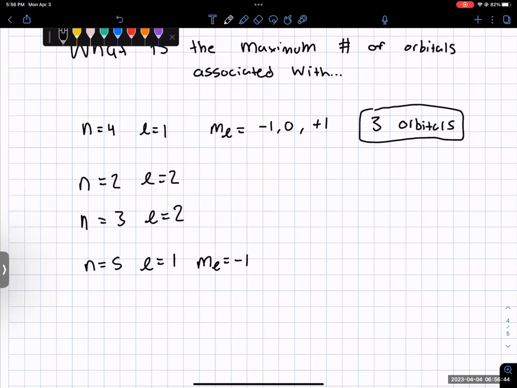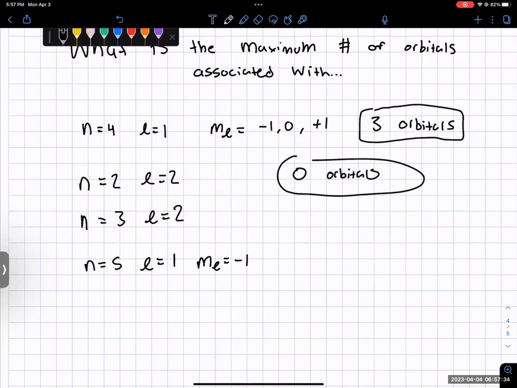N and L cannot equal each other. So like Susanna said, L cannot equal N, and in this case, N equals 2, the valid L values for when N equals 2 would be L equals 0 or 1. However, L cannot equal 2, but in this case, L equals 2. So that's an invalid quantum number. Therefore, the amount of orbitals associated with this invalid quantum number is what? If this thing does not exist, how many orbitals can there be? None, right? So 0 orbitals, because this thing doesn't exist.